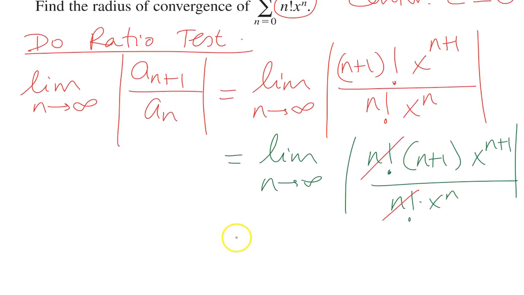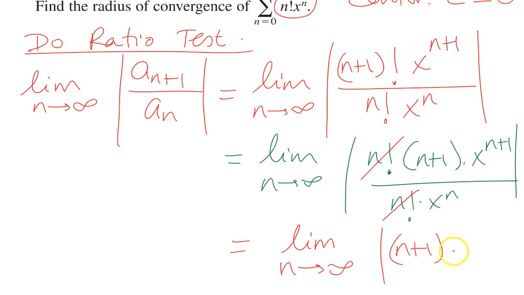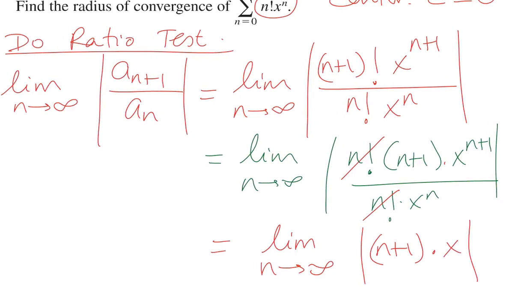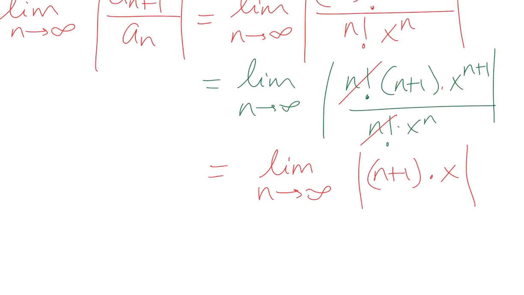Okay, now, where do we have an extra x, guys? I noticed that we will have n plus 1 remaining. This is x to the power n plus 1. This is x to the power n. Where do we have an extra x? We have an extra x in the numerator. Right? Okay.